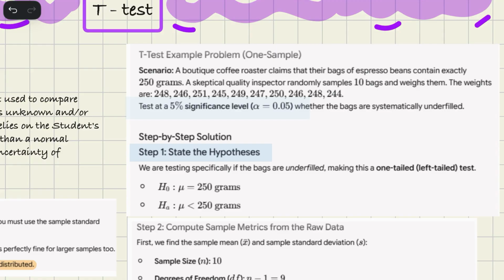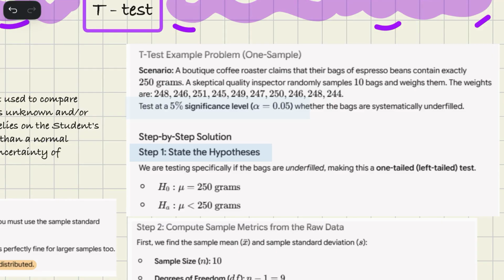Alright, so the scenario says that a boutique coffee roaster claims that their bags of espresso beans contain exactly 250 grams. Okay, and a quality inspector randomly samples 10 bags and weighs them. These are the weights of the 10 items. Okay, so test at the 5% significance level whether the bags are systematically underfilled or not. Alright, so this is the question.